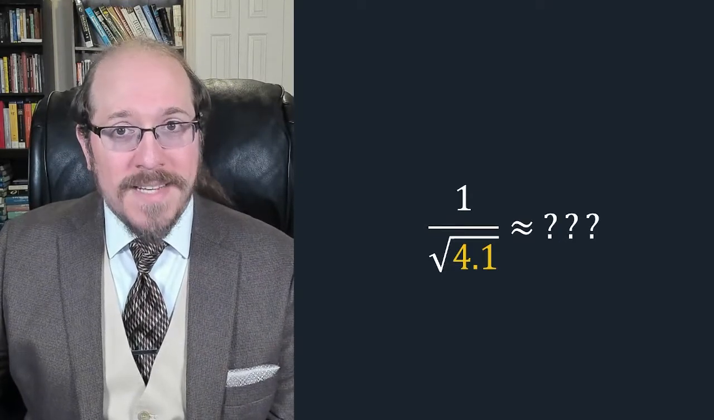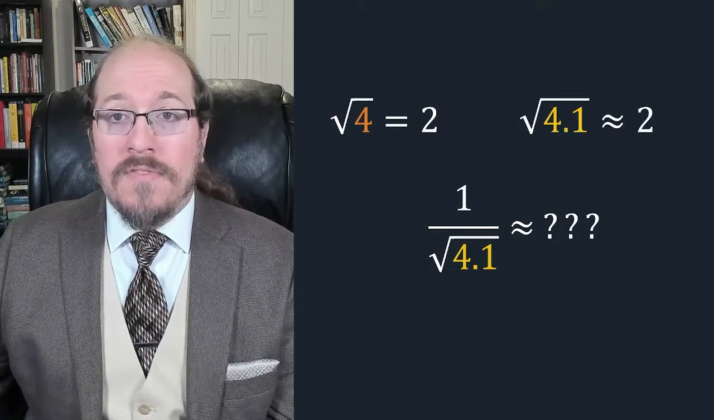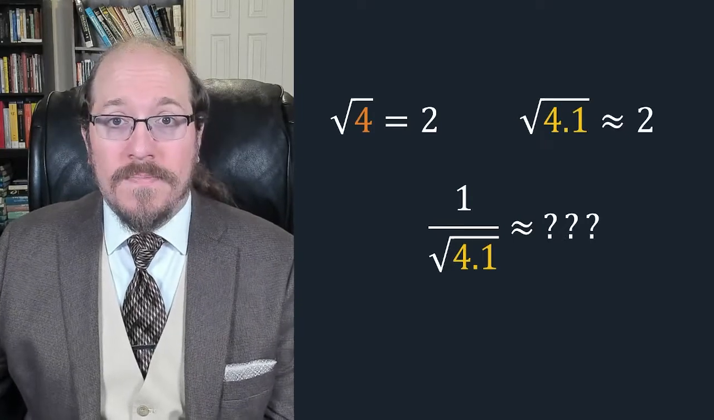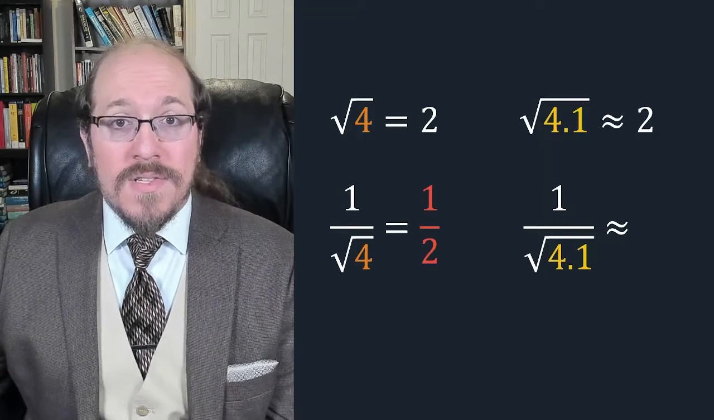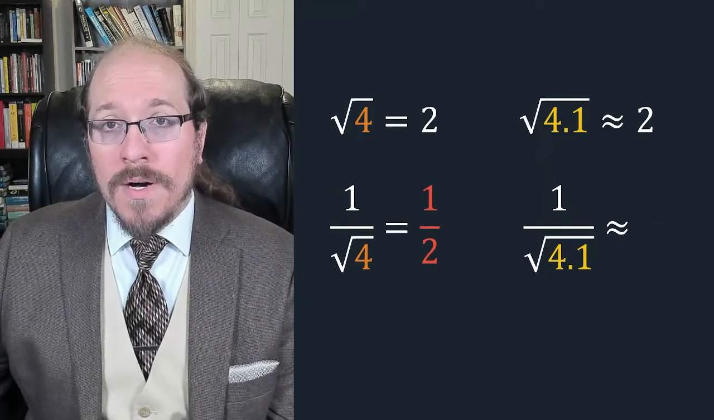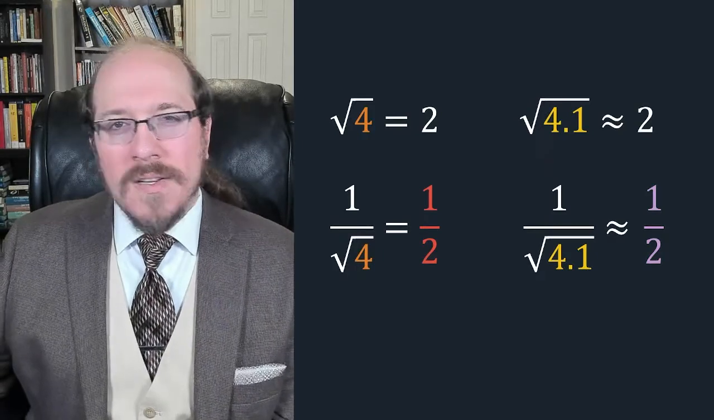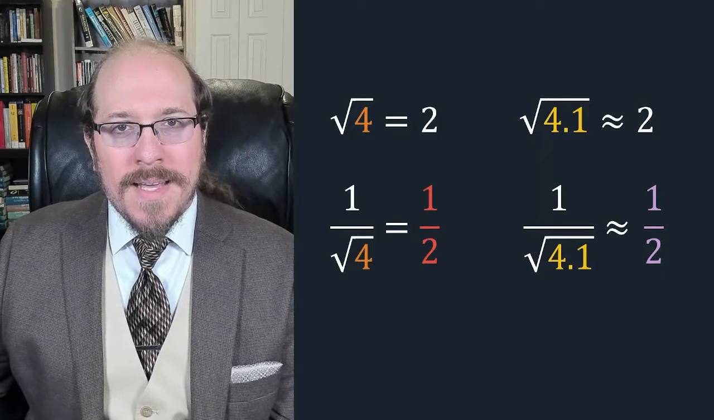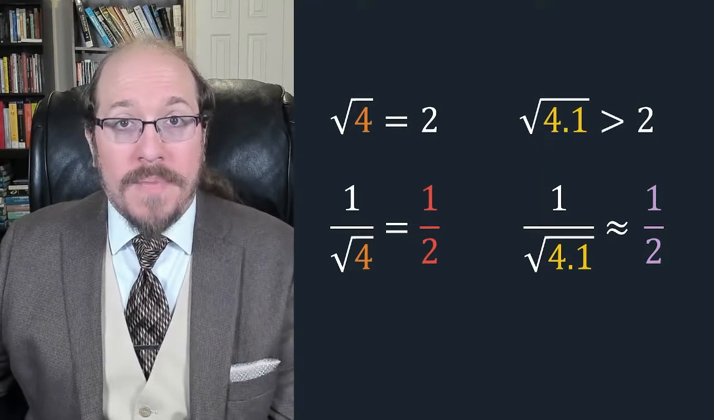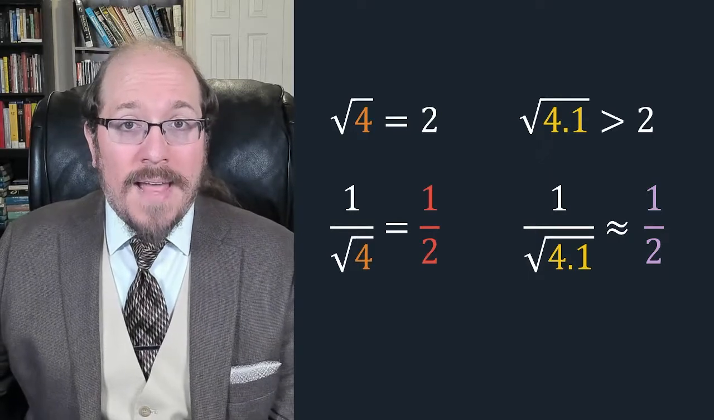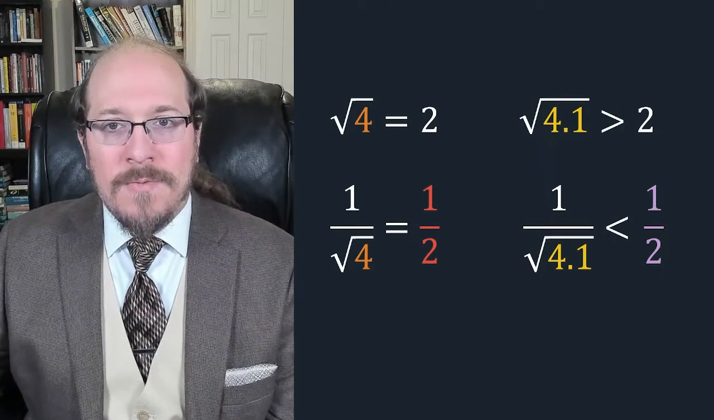Okay, got your guess? Well, the square root of 4 is 2, so the square root of 4.1 should be close to 2. Then the inverse square root of 4 is 1/2, so that means the inverse square root of 4.1 should be close to 1/2. But we can say a little more actually. 4.1 is a bit bigger than 4. So the square root of 4.1 should be a bit bigger than 2. And that means the inverse square root of 4.1 should be a little bit less than 1/2.